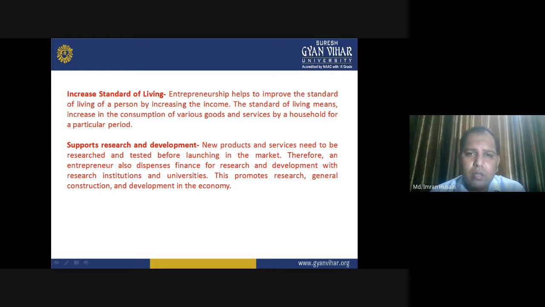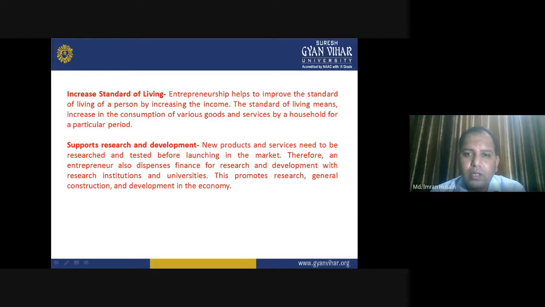Increase standard of living. Entrepreneurship helps to improve the standard of living of a person by increasing the income. The standard of living means increase in the consumption of various goods and services by a household for a particular period.